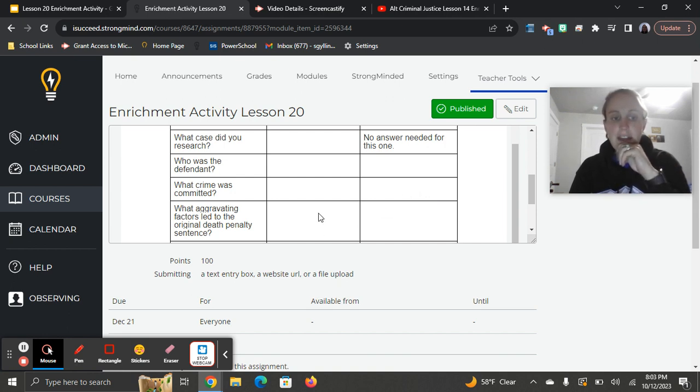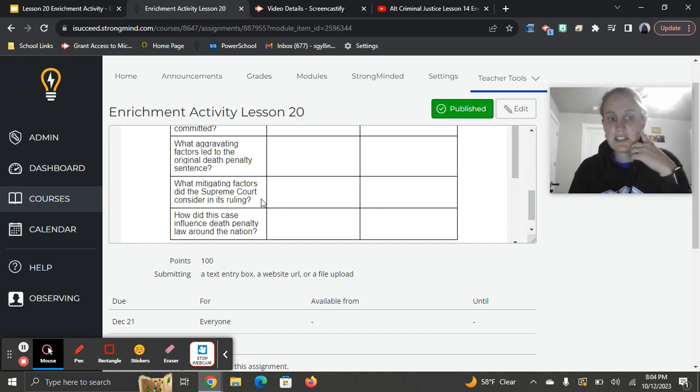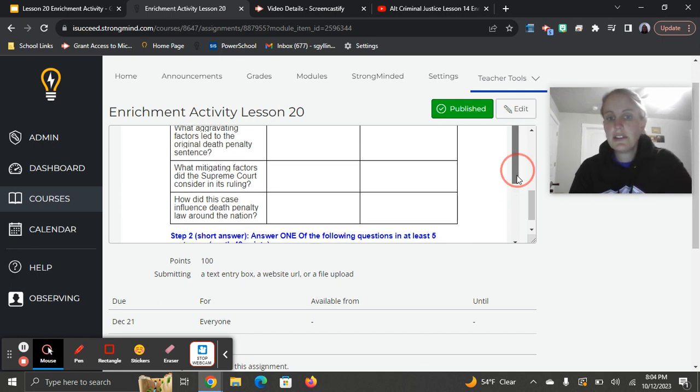What aggravating factors led to the original death penalty sentence? So what kind of things did they do that made it so the judge gave them a death penalty sentence at that time? And give me your link to your website right there. And what mitigating factors did the Supreme Court consider in its ruling? These are things like factors about the person's life. What factors did they keep in mind when considering its ruling? What did they look at to decide, the Supreme Court decide, whether or not these people should be sentenced to the death penalty or not? And give me the link to your information there.